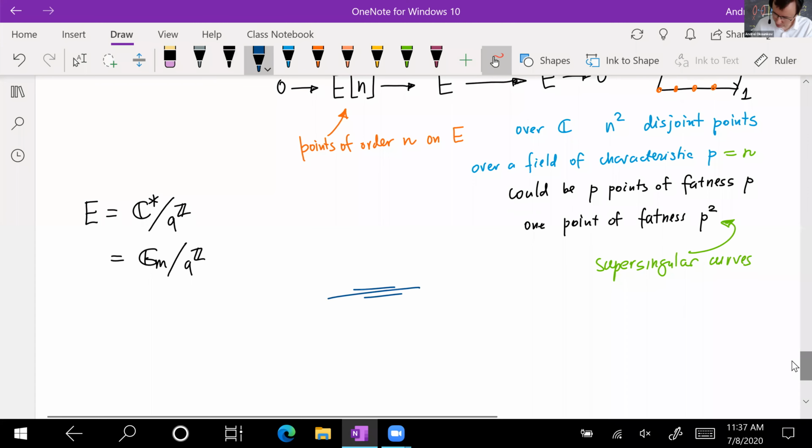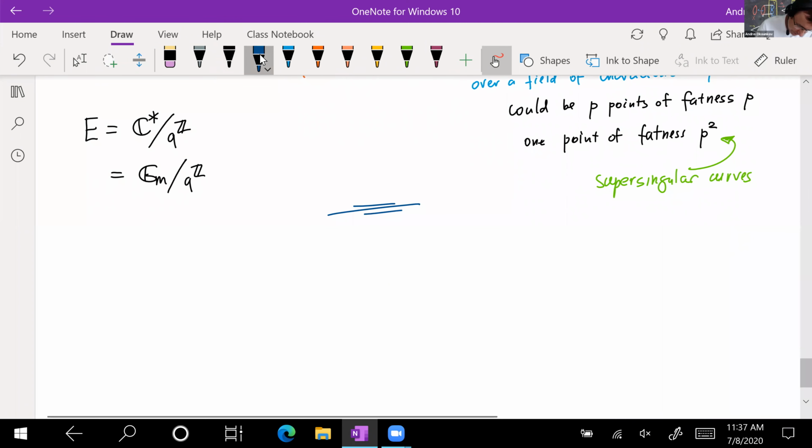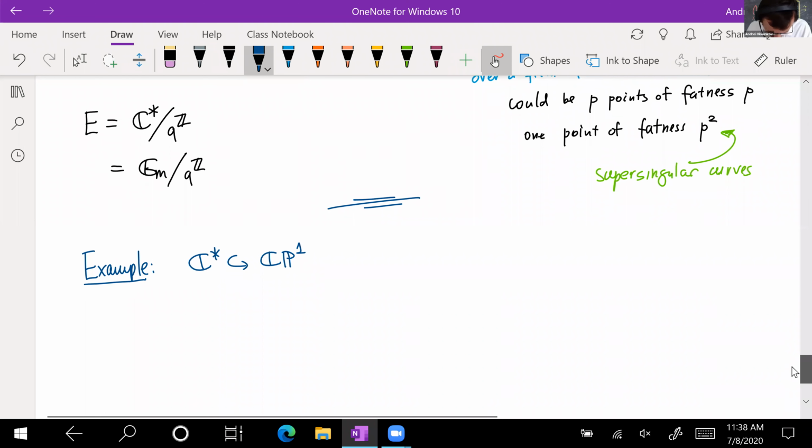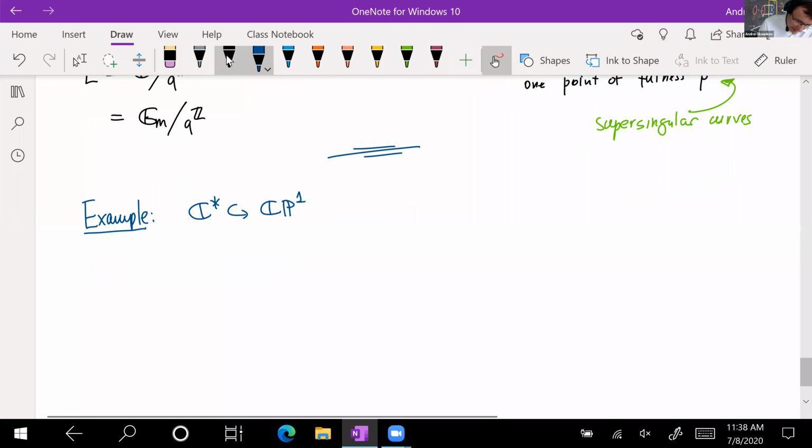So an example would be, finally an example. Let's take just a kind of a favorite example, C star acting on CP1. So we did the cohomology of a general projective space, but let's take P1.